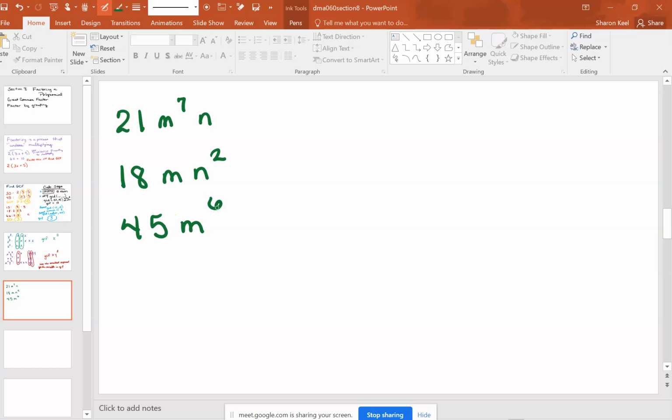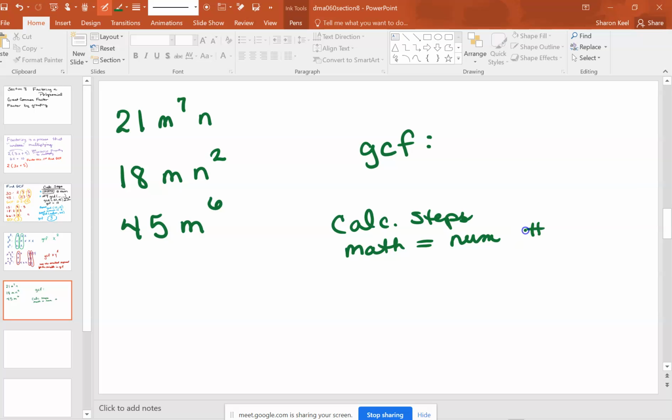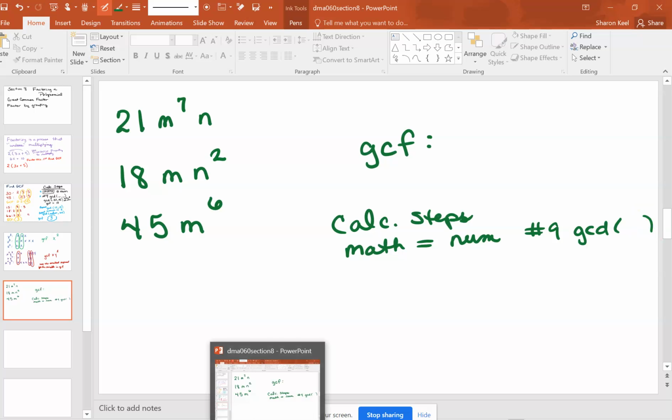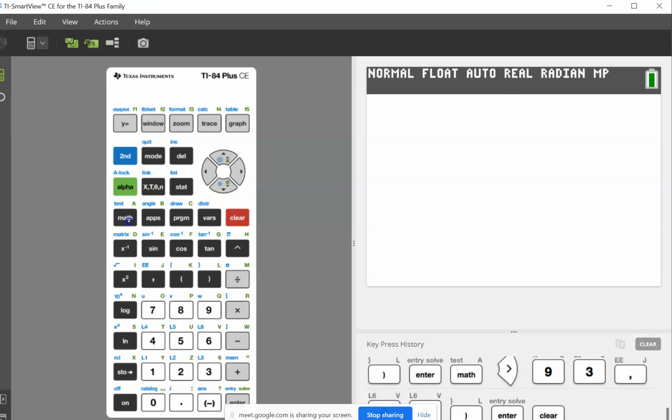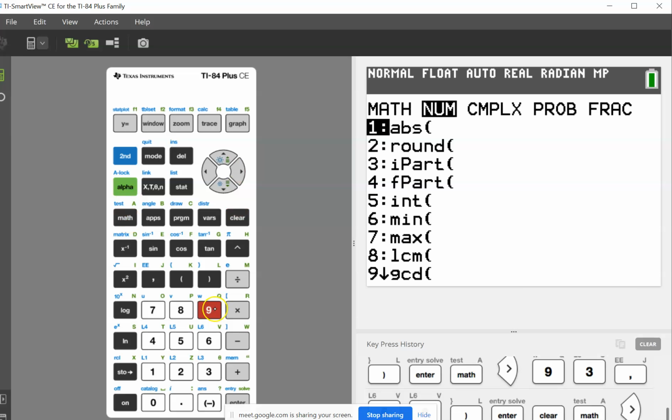So when I'm looking to find the greatest common factor, I'm going to use the calculator first. Remember, it was math, arrow right to M, and then you choose number 9, the GCD. Okay, so let's do that. We got 21, 18, and 45 as our numbers. So let's clear this out. Math, arrow right, number 9.